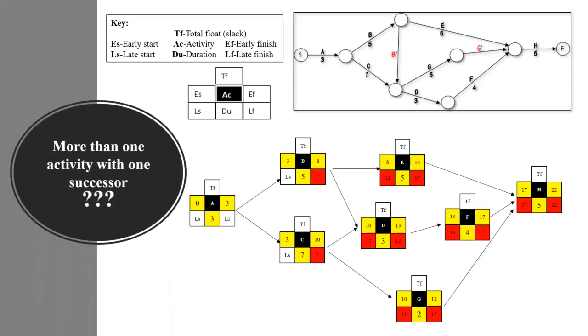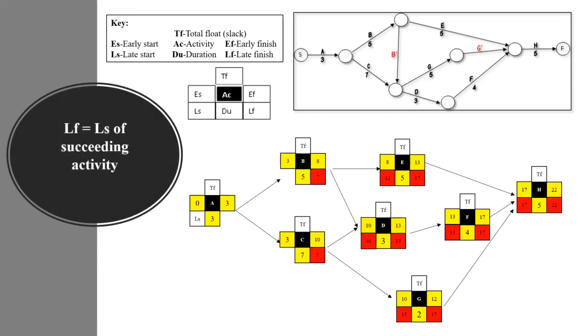No, we don't. When we have more than one activity with one successor, how are we going to treat that? So B and C both share one successor. The latest finish of these activities will be equal to the latest start of the successor. So the latest finish for B and C is equal to 10, which is the latest start of D. Now, we continue to calculate latest start of the other activities. So for B, it's equal to 10 minus 5 to give 5, and for C, it's 10 minus 7 to give 3.